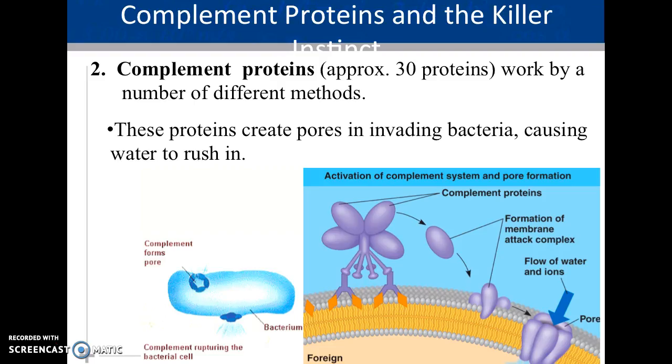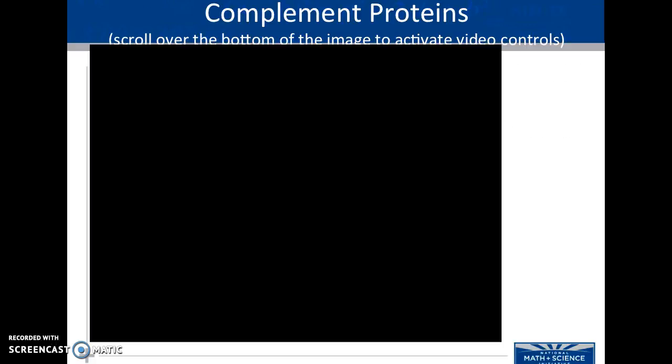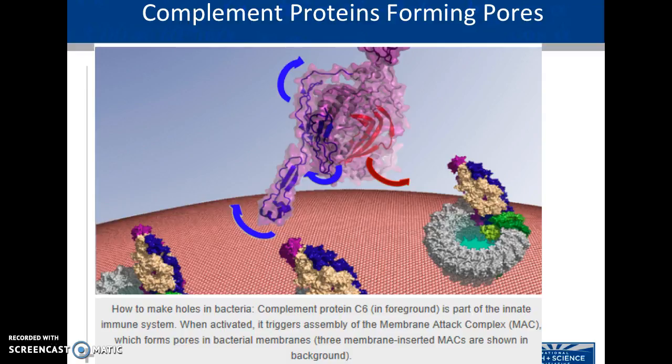The other way that this chemical response might occur from a phagocyte is complement proteins, and they work through a variety of methods. These proteins are released by phagocytes, and they can create pores in the invading bacteria, causing water to rush in and the cell to explode. They can attack the membrane. They can do all sorts of different things. So this is how they would make holes in the bacteria.